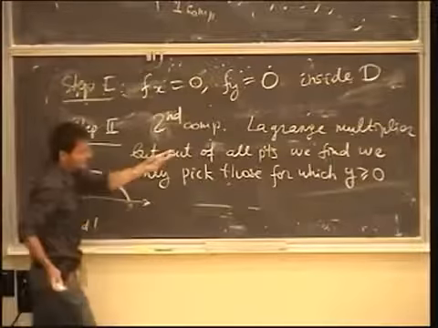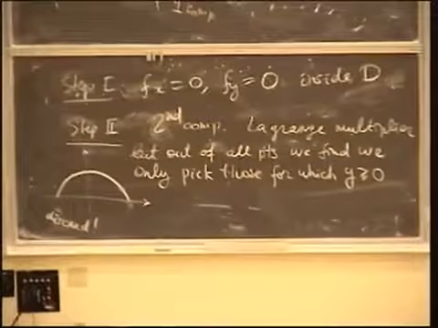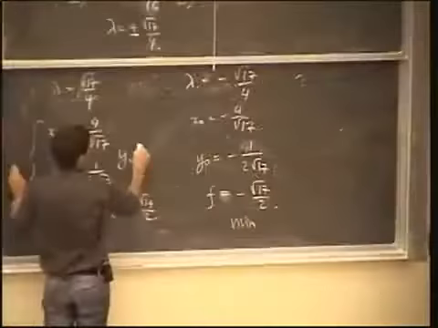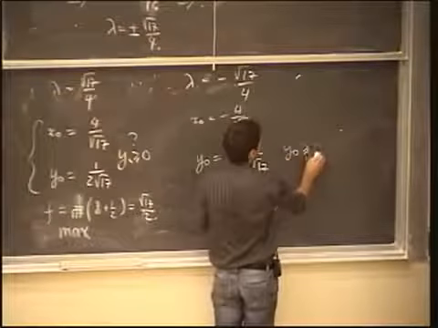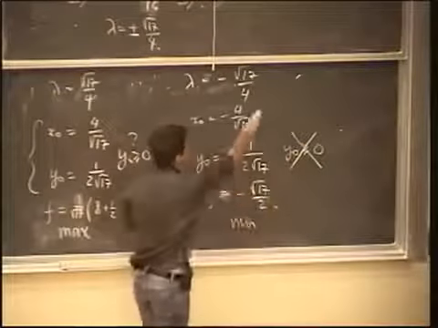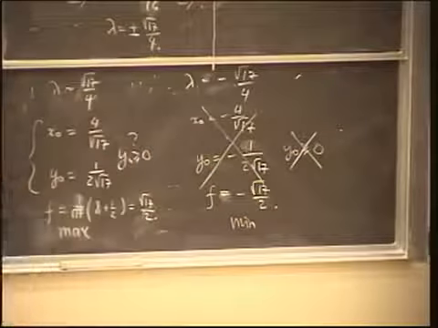So it means that at the end of your calculation, when you find your point, you have to check: is it true that y0 is greater than or equal to 0? For this one, it's true, but for this one, it's not. Right? So then we discard this one. So that's what you do for the second component.